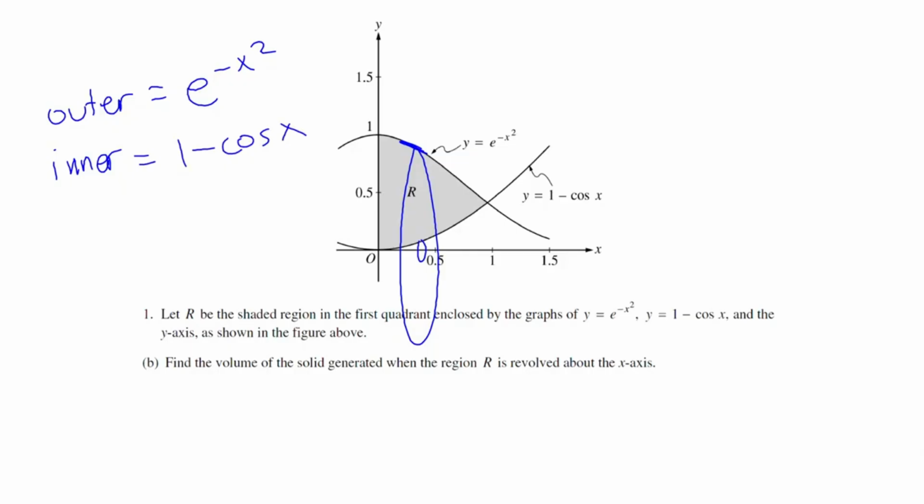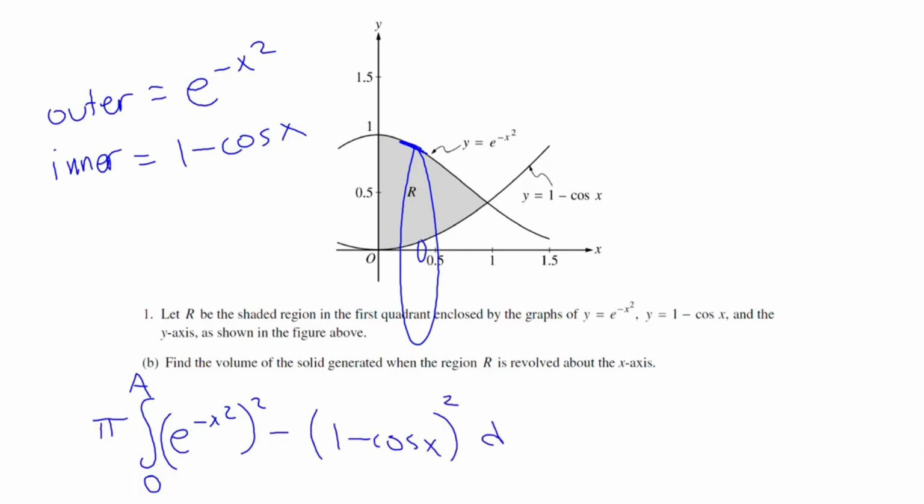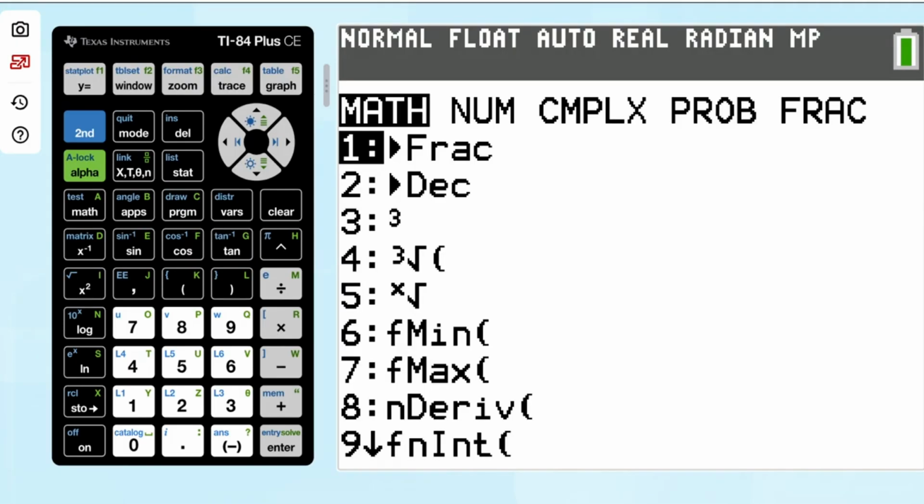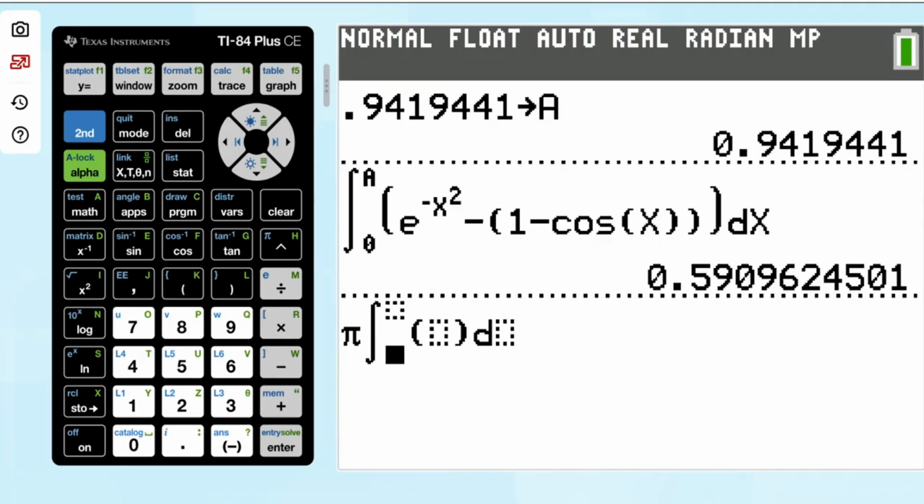And so the area of that cross-section is just pi times the outer radius squared minus pi times the inner radius squared. So we'll just integrate, and it'll be pi times that integral from 0 to a of the outer radius, e to the negative x squared, minus the inner radius of 1 minus cosine x squared dx. And again, we'll just use our calculator to find this value. Now, when we do this, we can just put our pi out in front. Don't forget the pi. And then math option 9 for our integral from 0 still to just a.